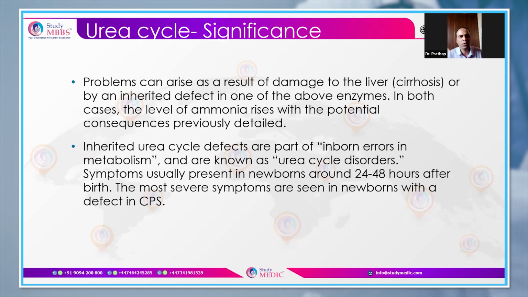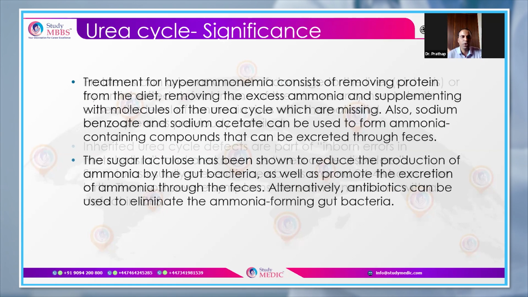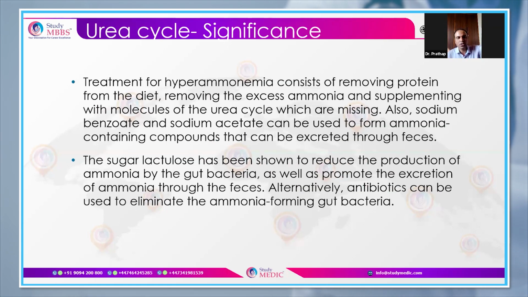It can also occur without alcohol, because of inborn errors of metabolism called urea cycle disorders. Usually this occurs between 24 to 48 hours after birth, that is, in the newborn child. The most severe symptoms are seen in newborns with a defect of the first enzyme, carbamoyl phosphate synthase, because both waste products accumulate: carbon dioxide as well as ammonia.